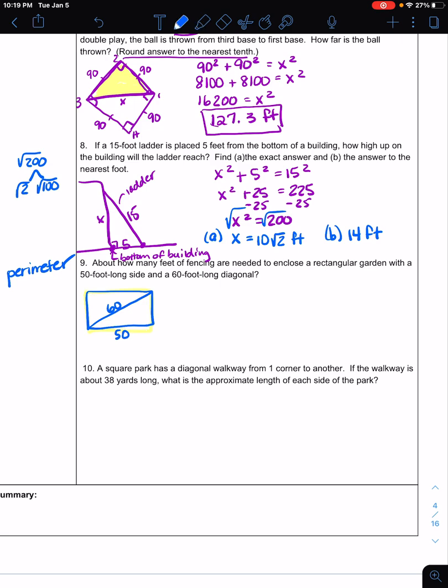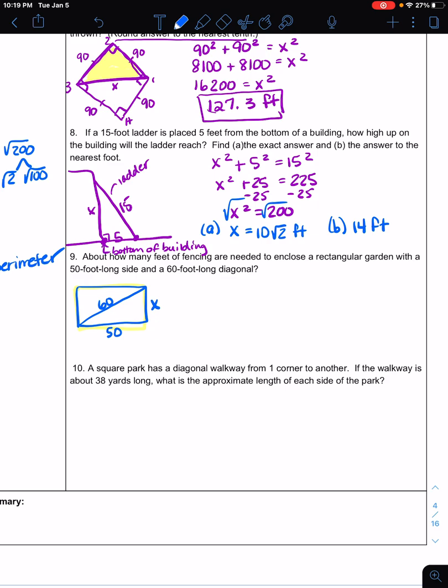So the problem is I need that length right there because the other side will match it because this one is 50 also. So we're going to use half of this rectangle, and we're going to get our right triangle. X squared plus 50 squared equals 60 squared. Now, I know I didn't say it. I should have. I didn't say approximately. I didn't say rounded to the nearest, but this is a real problem. Real world problems need real world answers.